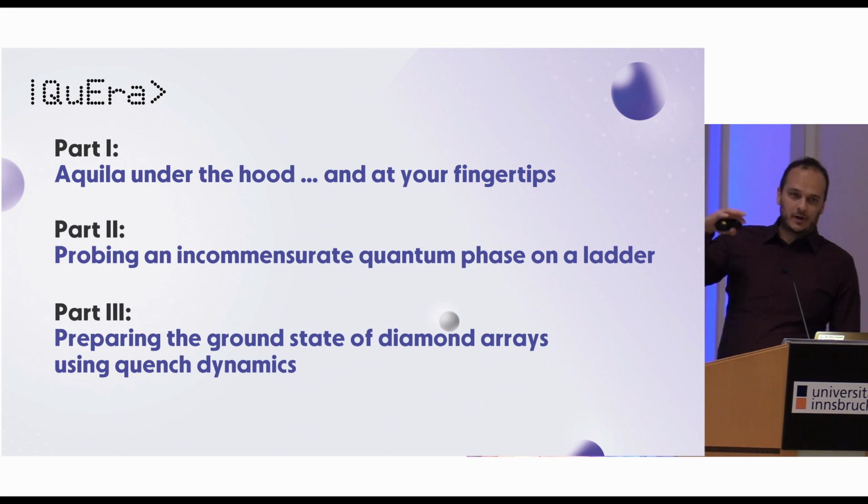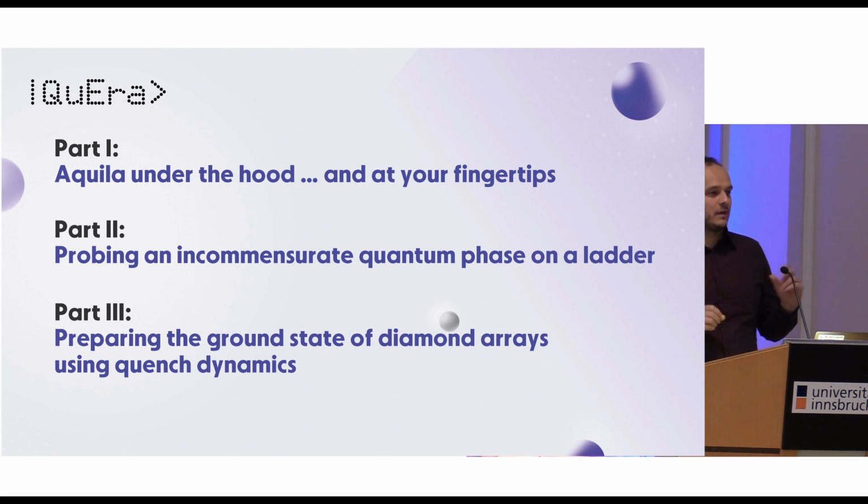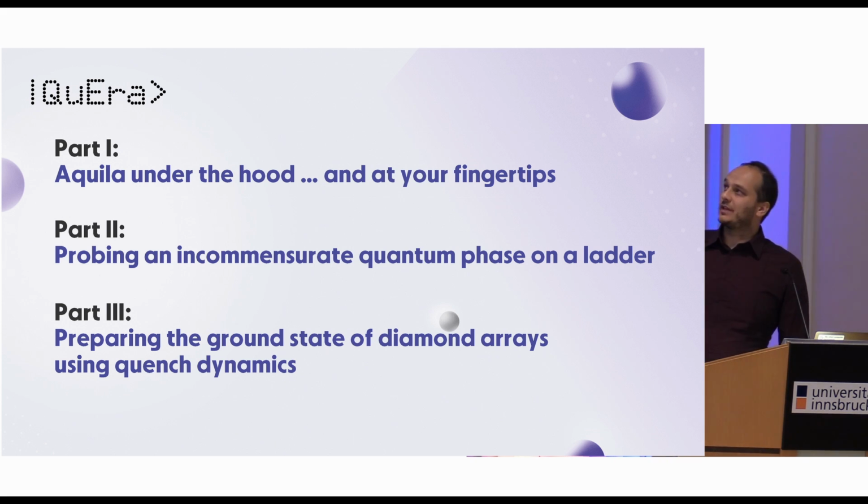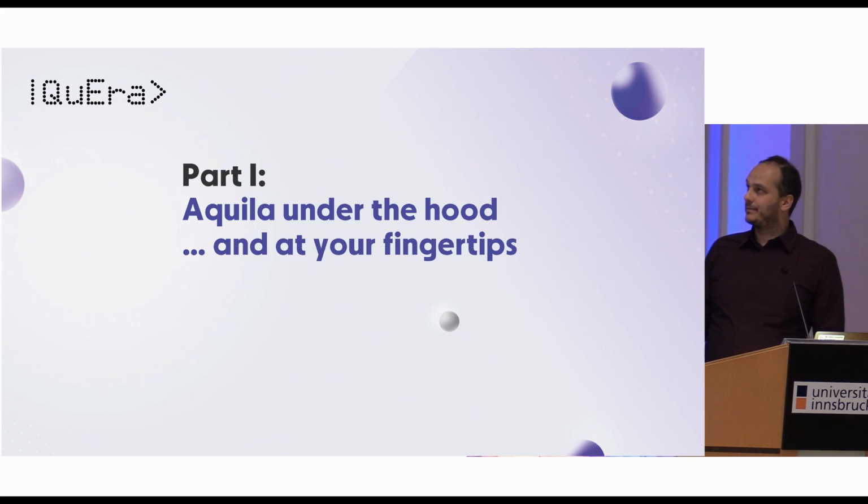So that's going to be part 2, and then part 3 will be showing some tricks of circumventing this gap closing problem as you try to prepare these hard many-body states. And this has to do with shortcuts to adiabaticity type protocols, and utilizing many-body dynamics following a quench. But before I go into those two special projects, I do want to tell you a little bit about how Aquila works under the hood and how you could use it if you were to go online and try it.